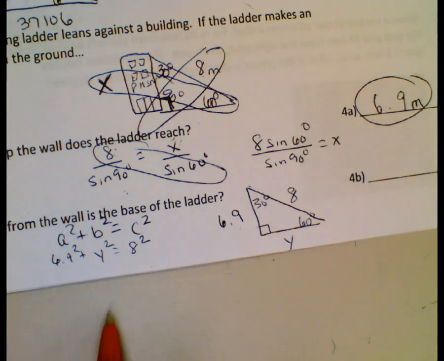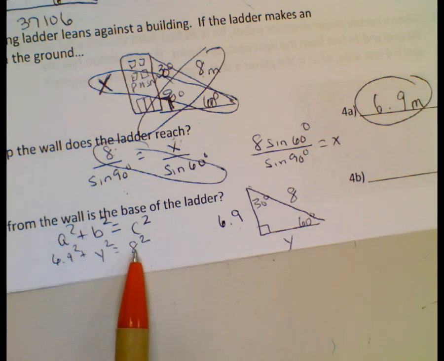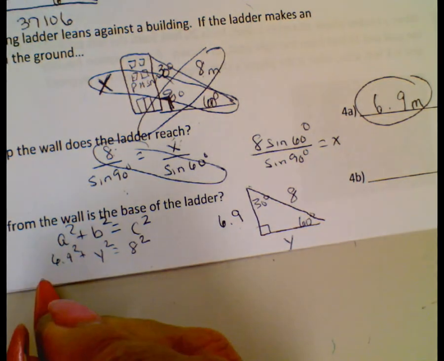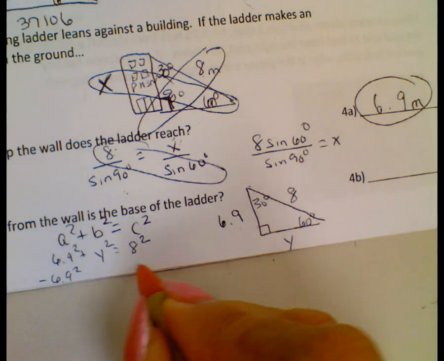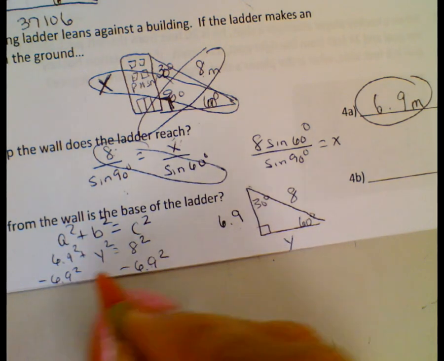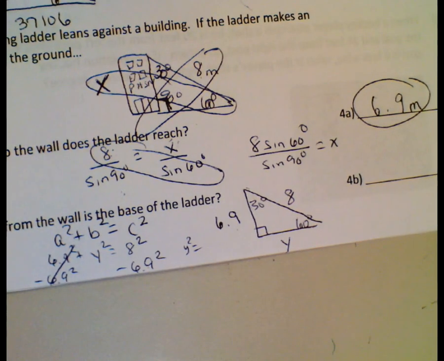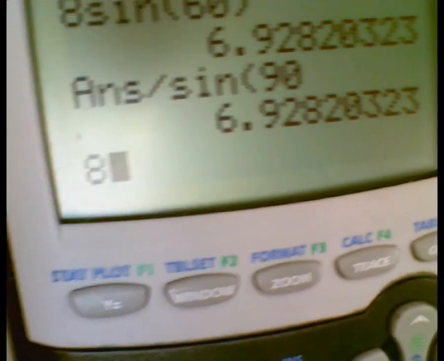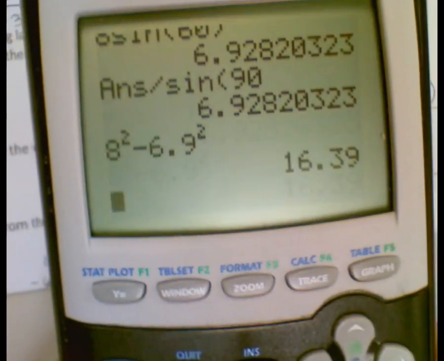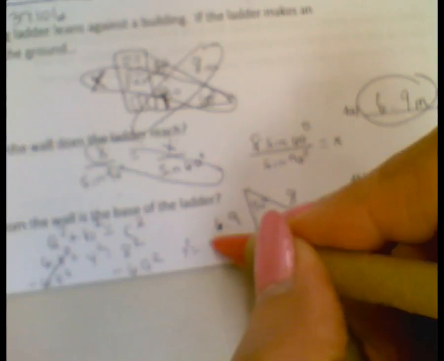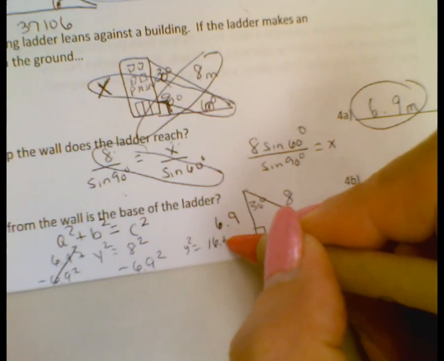Everyone with me on the Pythagorean theorem there? That the hypotenuse was 8? Yep. Subtract 6.9 squared from the other side. So that is going to be y squared equals, let's do that on the calculator. We have 8 squared minus 6.9 squared is 16.39, and that is equal to y squared.